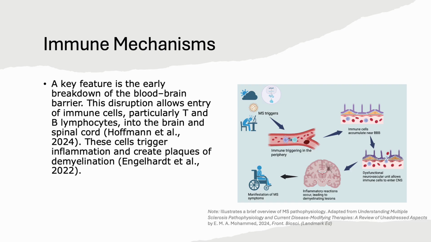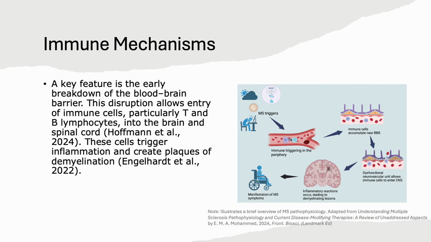While the precise cause of MS remains unclear, genetic susceptibility and environmental triggers such as infections or vitamin D deficiency may initiate immune activation in the periphery. Once activated, autoreactive T and B cells begin to target central nervous system antigens. These immune cells accumulate at the blood-brain barrier, where early dysfunction allows them to enter the brain and spinal cord. This breakdown in the neurovascular unit, due to disrupted endothelial signaling and tight junction degradation, enables entry of pathogenic lymphocytes into the central nervous system.